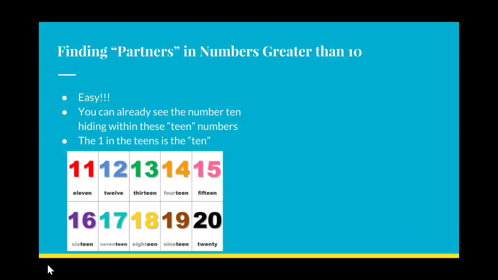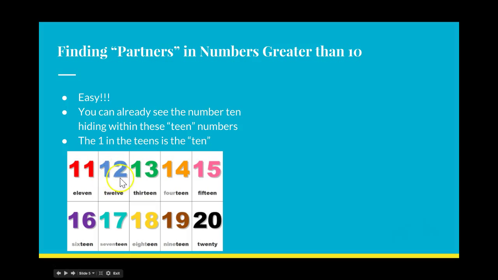Finding partners in numbers greater than 10. This is actually really easy because if you can do 1 through 10, you can definitely do anything greater. You can already see the number 10 hiding within these teen numbers. The 1 in the teens represents the 10. So if you look at this little diagram I have right here, in the 11, there's already a 1 right here that represents the 10. In 12, there's a 1 right here that represents the 10.